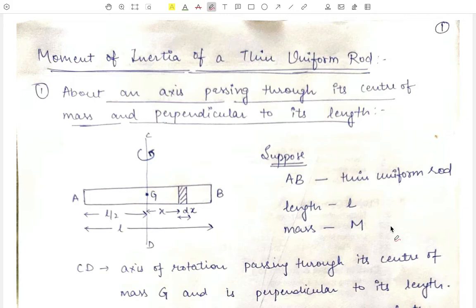Good morning everyone. Today we will study the moment of inertia of a thin uniform rod. First of all, what do we mean by uniform? Uniform means the mass of the rod is uniformly distributed over its whole length.